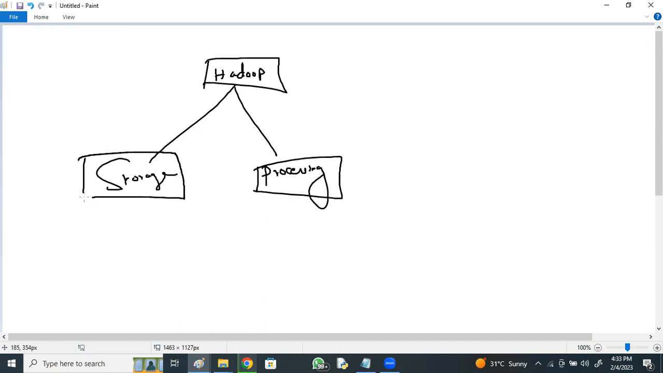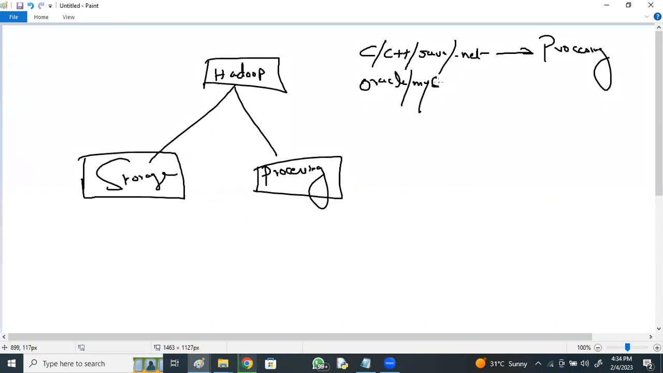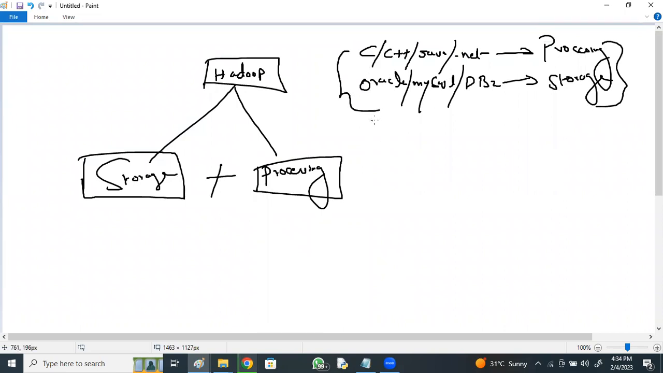Generally, any technology like C, C++, Java, or .NET is meant for processing. Oracle, MySQL, and DB2 are meant for storage, either for storage or for processing. But Hadoop is meant for both storage and processing. So you may get a query: when Hadoop is able to perform storage and processing, what is the necessity of these technologies? Do you think these technologies will go away from the market? No. You need to understand Hadoop.